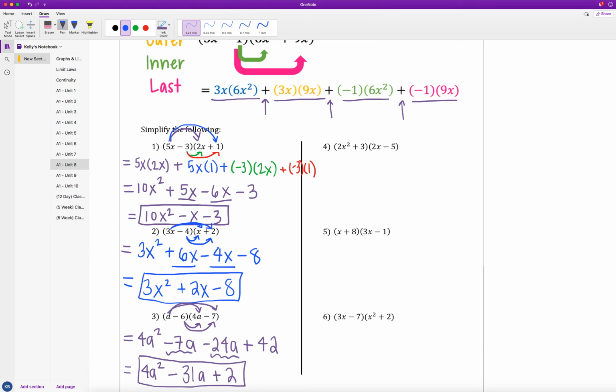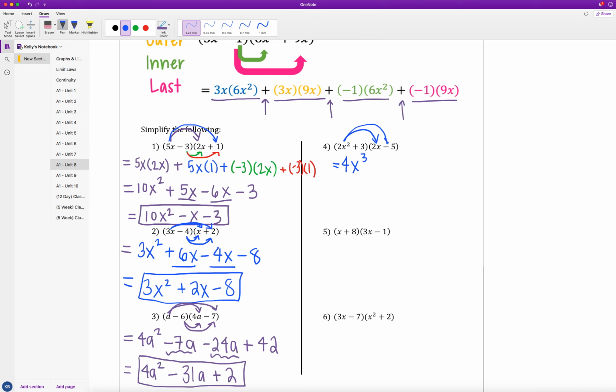Why don't you guys pause the video and try example 4 on your own first. Let's check example 4. So in example 4, I have 2x squared times 2x for my first terms. That will give us 4x to the third power because I'm going to add those exponents. So 2x's plus one more will give me x to the third.